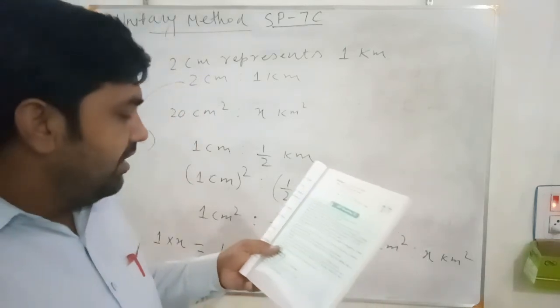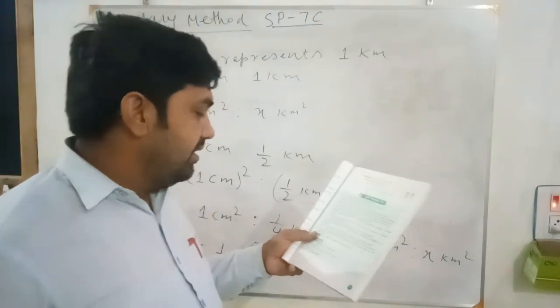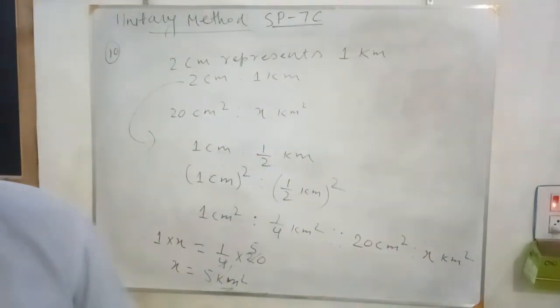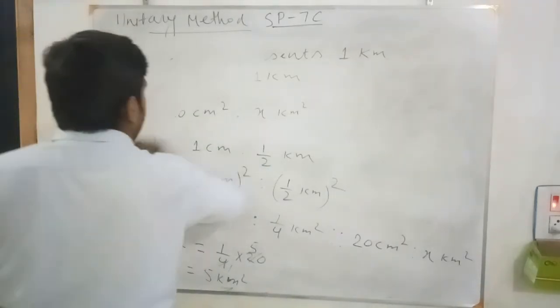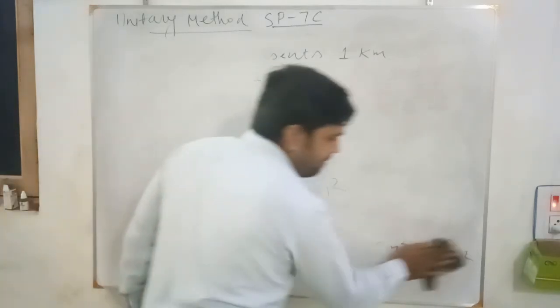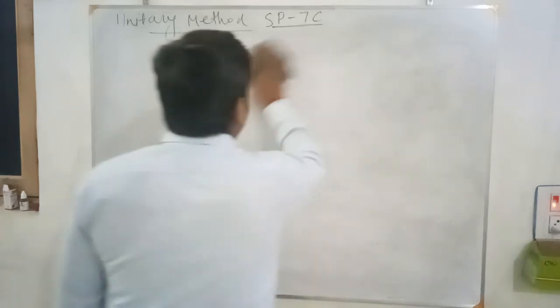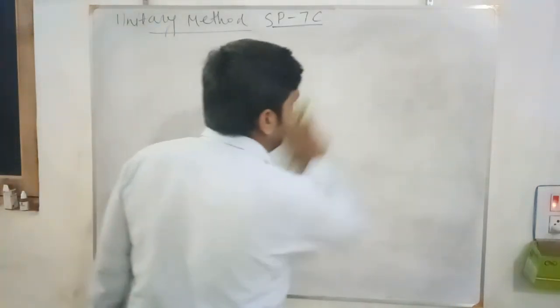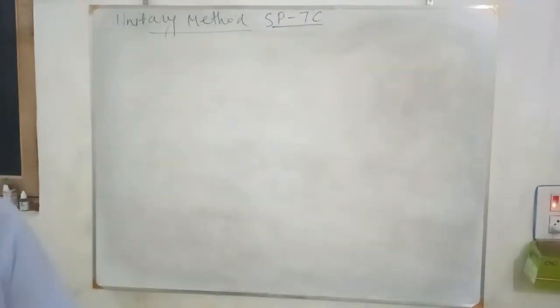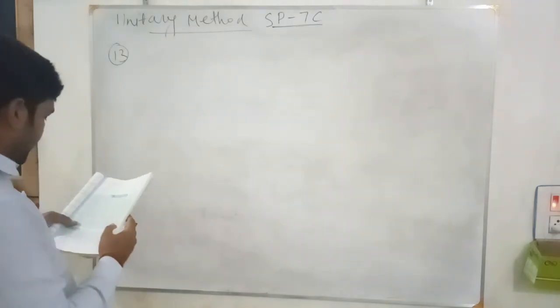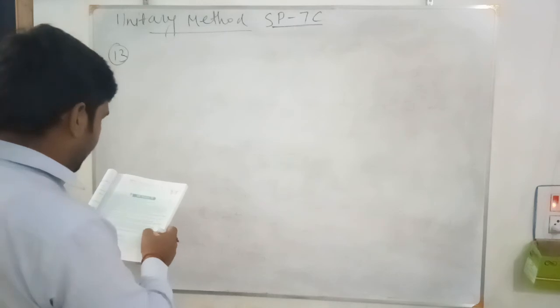Similarly, question number 13: 24 men can repair a road in 15 days. How long will it take 20 men to do so if all work at the same rate? Now see, we will do question number 13. In question number 13, 24 men can repair a road in 15 days. How long will it take 20 men if they work at the same rate?